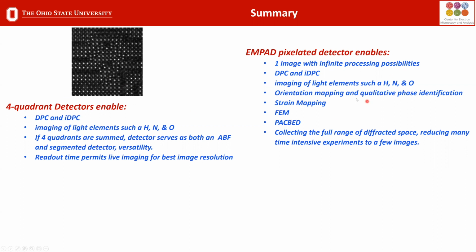With the EMPAD, we really opened up a number of possibilities that were more difficult or that we were incapable of performing before. With one image, the number of processing possibilities that come to us are everything we've talked about and more. We can process these images for DPC or iDPC. We can use it to pull out the light elements. Again, we can do orientation mapping and qualitative phase identification like I showed you. We can do strain mapping. We can start to do fluctuation electron microscopy.